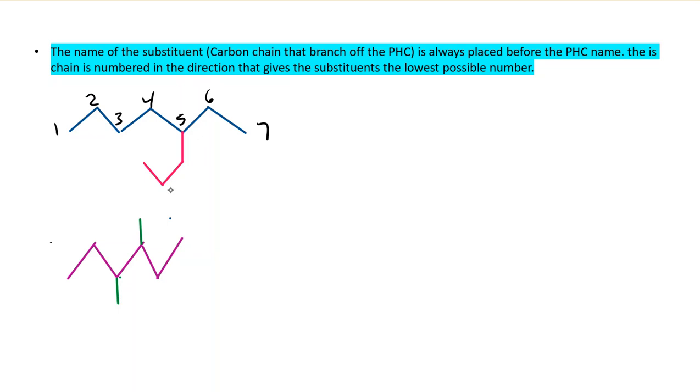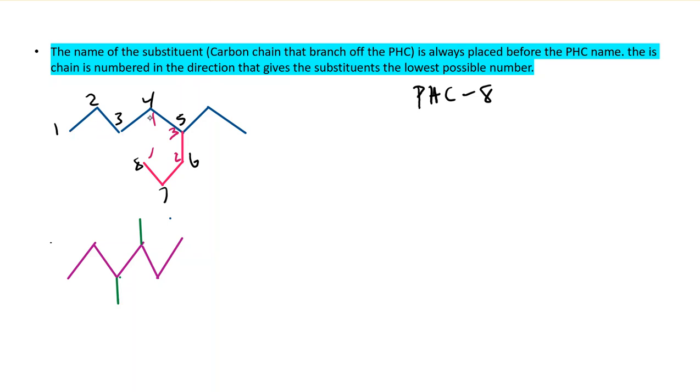So you have 1, 2, 3, 4, 5, 6, 7. Since we have a substituent branching off, we have to determine if the substituent would make the chain longer than 7. So we have 1, 2, 3, 4, 5, 6, 7, 8. Since 8 is greater than 7, our parent hydrocarbon chain is going to be 8. The rule also says the chain is numbered in the direction that gives the substituents the lowest number possible, so I'm going to number the chain in the other direction. 1, 2, 3, 4, 5, 6, 7.